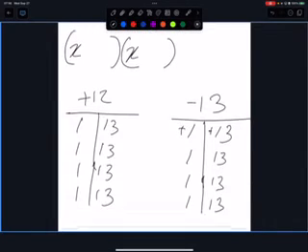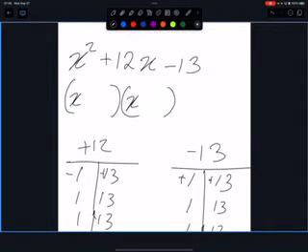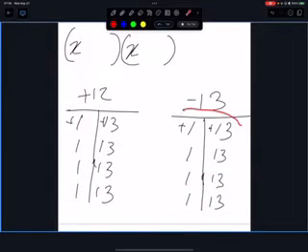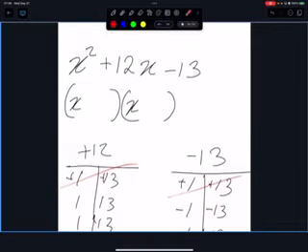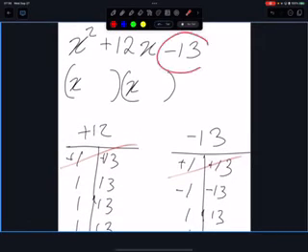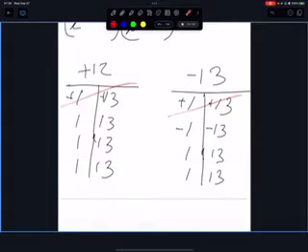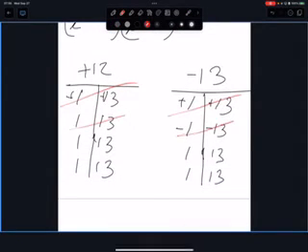Positive, positive. If both are positive, they cannot become negative. So 13 and 1 is not minus 13, and by definition that cannot be an answer. Minus, minus. If both are minus, this is positive when I multiply them with each other. So it cannot be negative, negative.